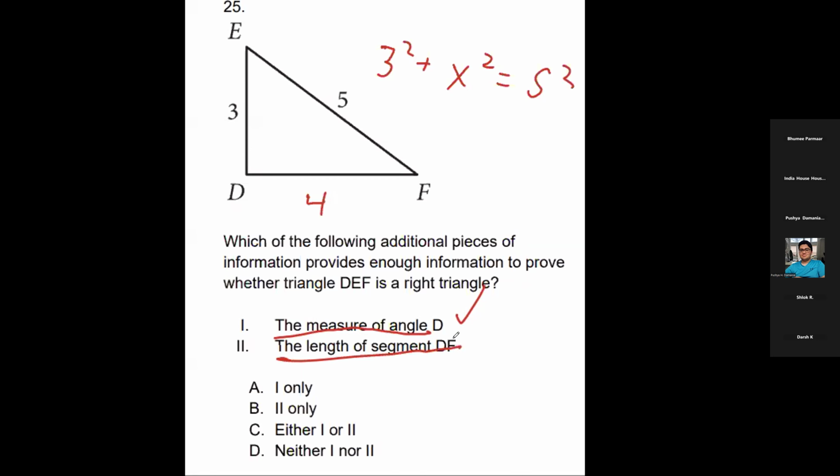And then for number 1, the measure of angle D, well, if they tell us that the measure of angle D is 90, then that's enough information to prove that it's a right triangle. So the correct answer is C, either 1 or 2. Because if we're told it's 90, we know it's a right triangle. And for segment DF, if we know the lengths of the 3 sides of the triangle, we can just prove it using a squared plus b squared equals c squared. So either of those pieces of information can be used to prove it's a right triangle.